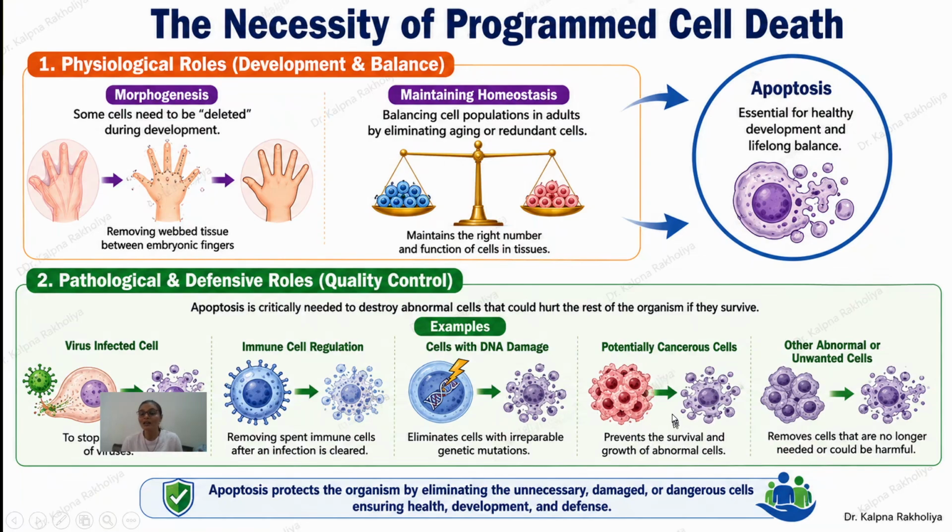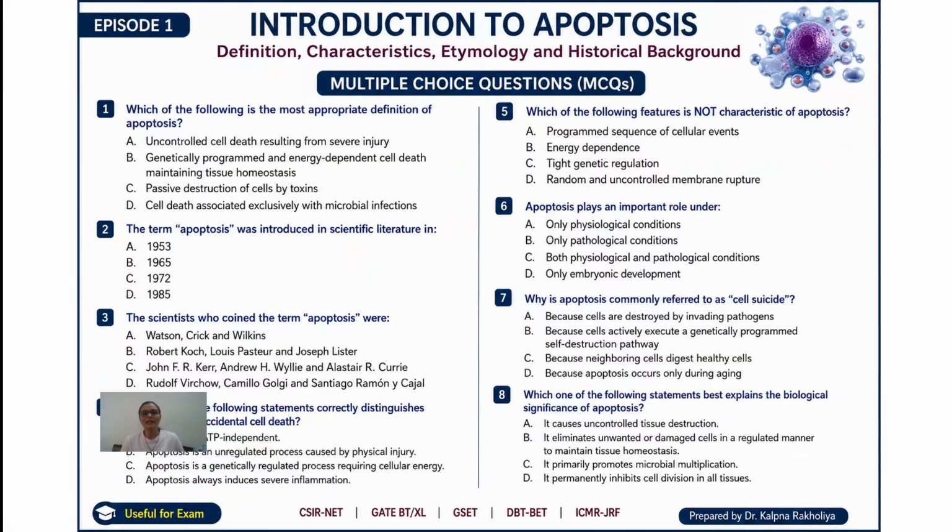Potential cancer cells are also destroyed by this event, because once a cancerous cell arises, it generates more cancerous cells. At that time the apoptosis process plays an important role. Unwanted cells are also removed by this process. So apoptosis protects the organism by eliminating unnecessary, damaged, as well as dangerous cells, and it ensures health, development and defense.